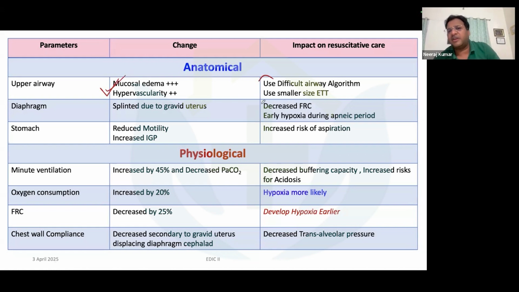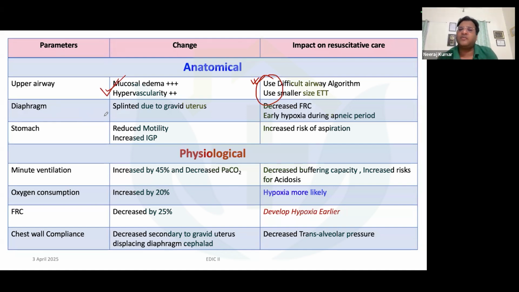That's why the difficult airway algorithm has to be in place, and a smaller size of ET tube has to be used. So this is very, very simple. Everyone knows that. For the diaphragm, this diaphragm is splinted. Basically, the splinting of the diaphragm will be there because of the gravid uterus.